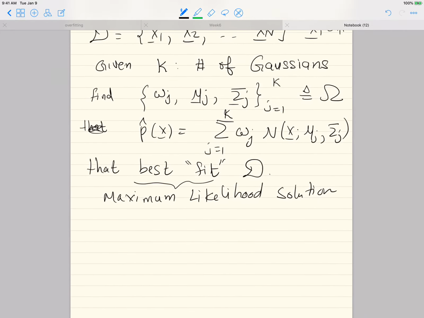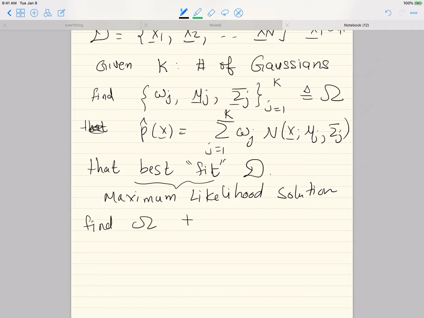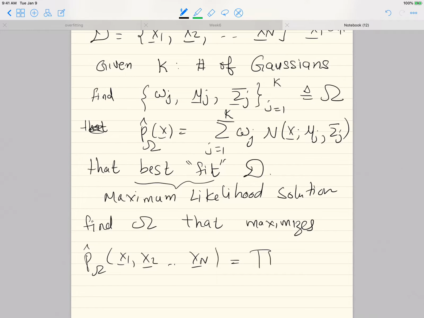So in other words, we want to find omega that maximizes, so let's put omega as a subscript here because the model parameters determine this. Omega is just the wj's, mu j's, and sigma j's. So you put it there. So that maximizes p hat omega of x1, x2 up to xn, which is the product over n going from 1 to capital N of p hat omega of xn. So this is our goal.